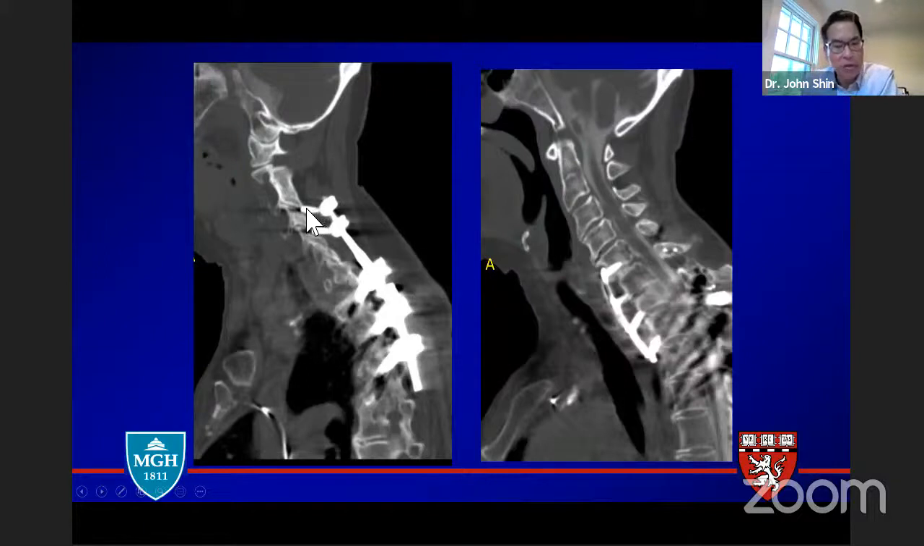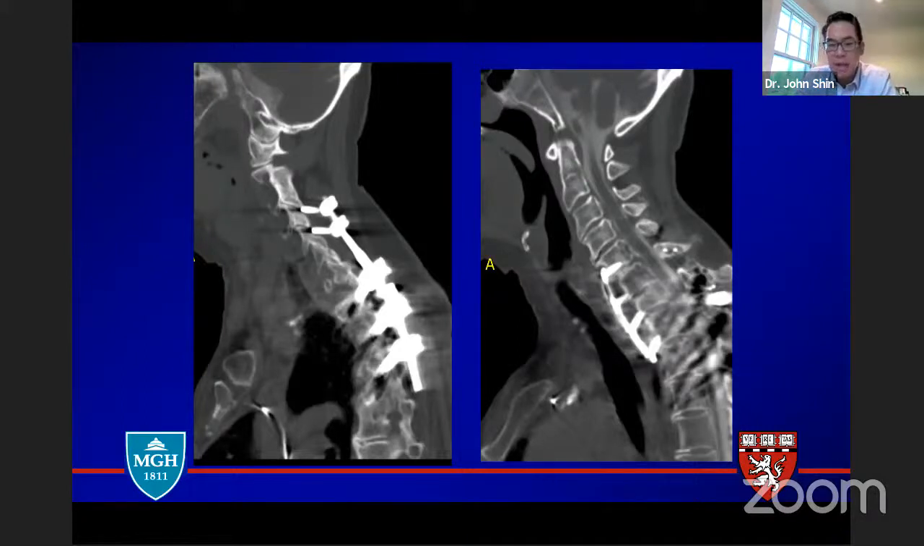You can see that there's pull out of the cervical lateral mass screws at some of these levels. The rod is intact, but you can also see that she had an anterior operation and there's been pull out and failure of this construct. And so without really getting into how I fix this, what do you do here? Is it even worth doing something here?